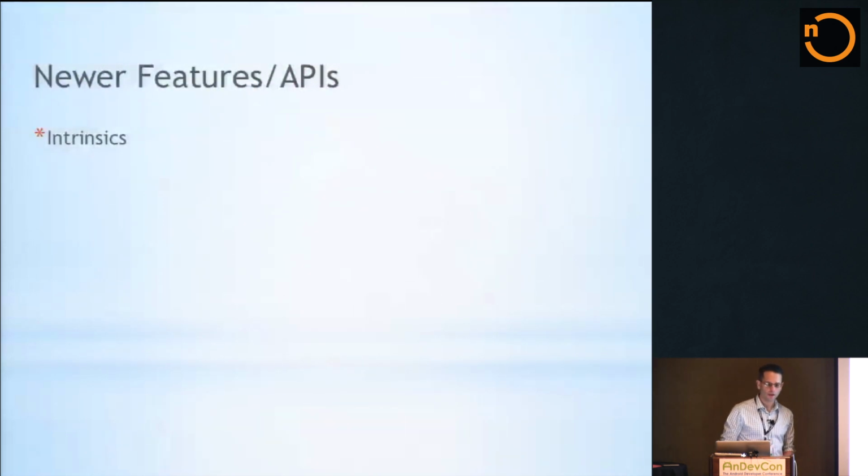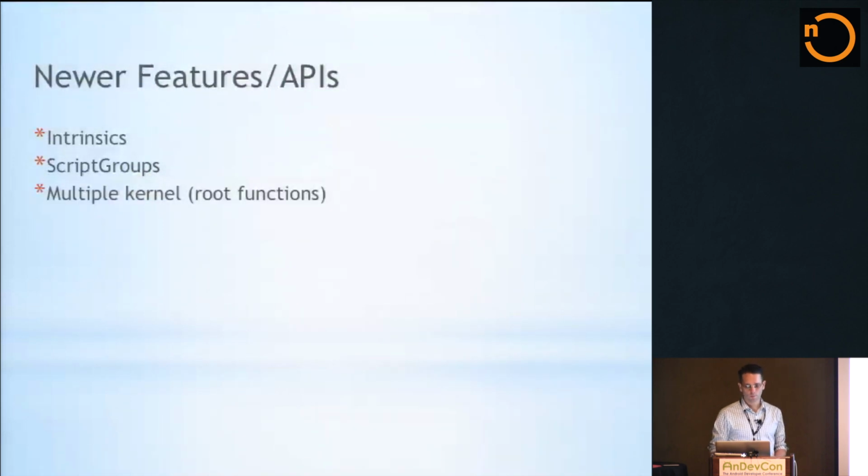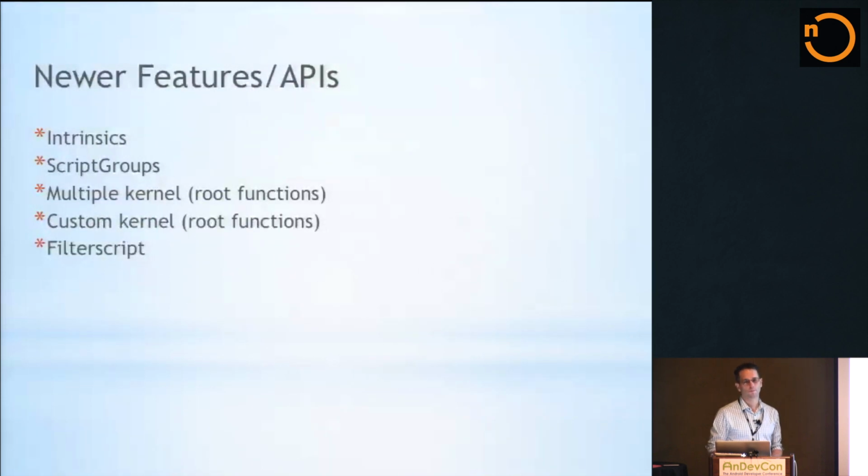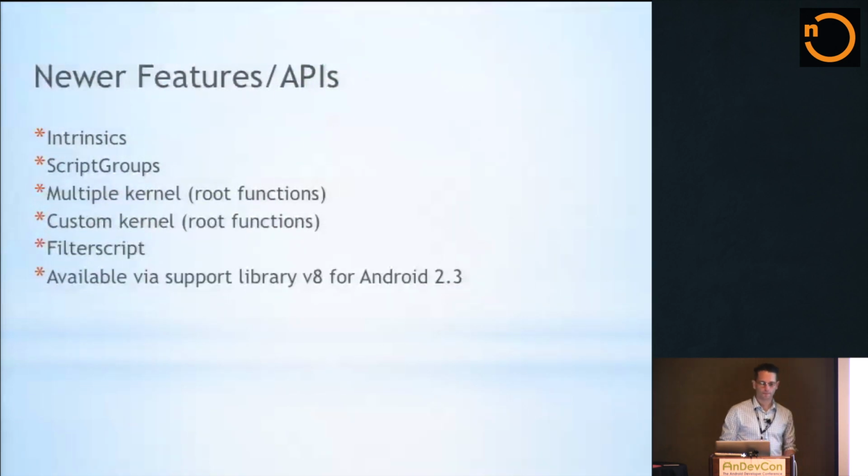New features. Intrinsics are relatively new. That wasn't in the first version. That came out around API 16, I believe. ScriptGroups, which are pretty cool, but you won't find a whole lot of information on them. Multiple kernel root functions. I mentioned that before. And custom kernel root functions, so you can define what data you want to feed it, and it's completely up to you. Filterscript is another new feature, a new API. I'll touch on that here in a second.